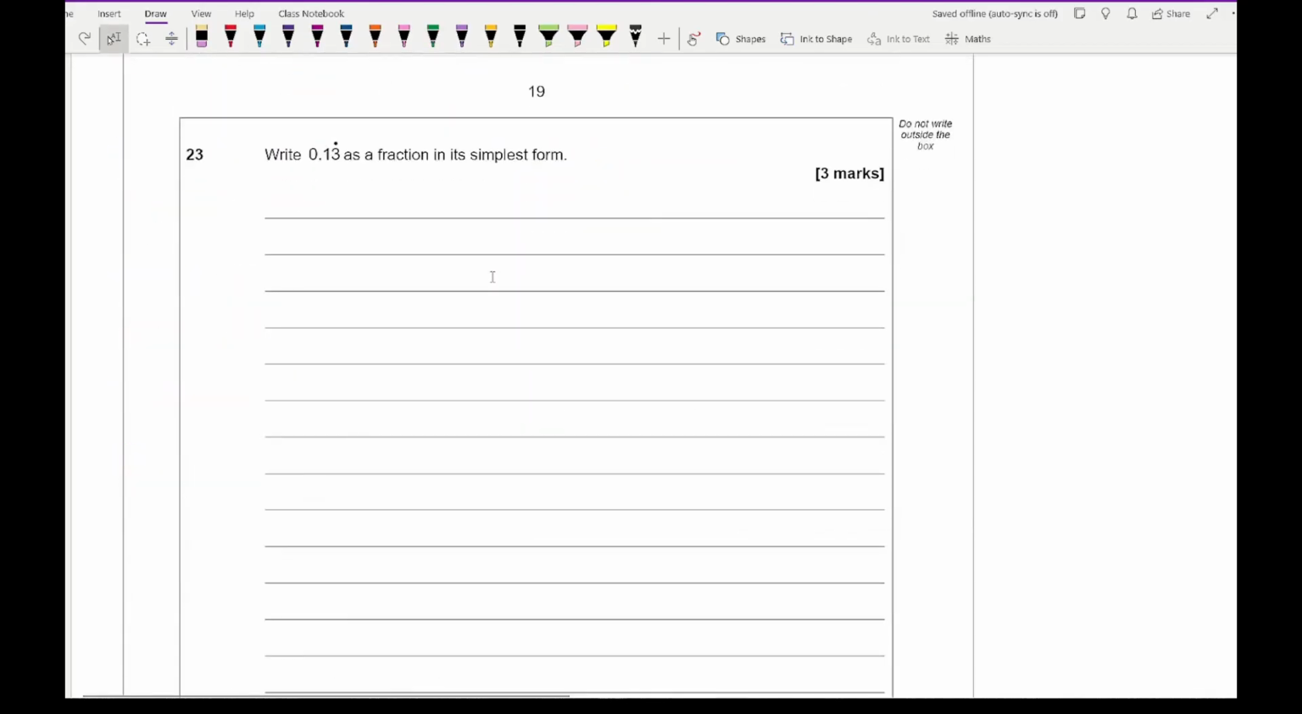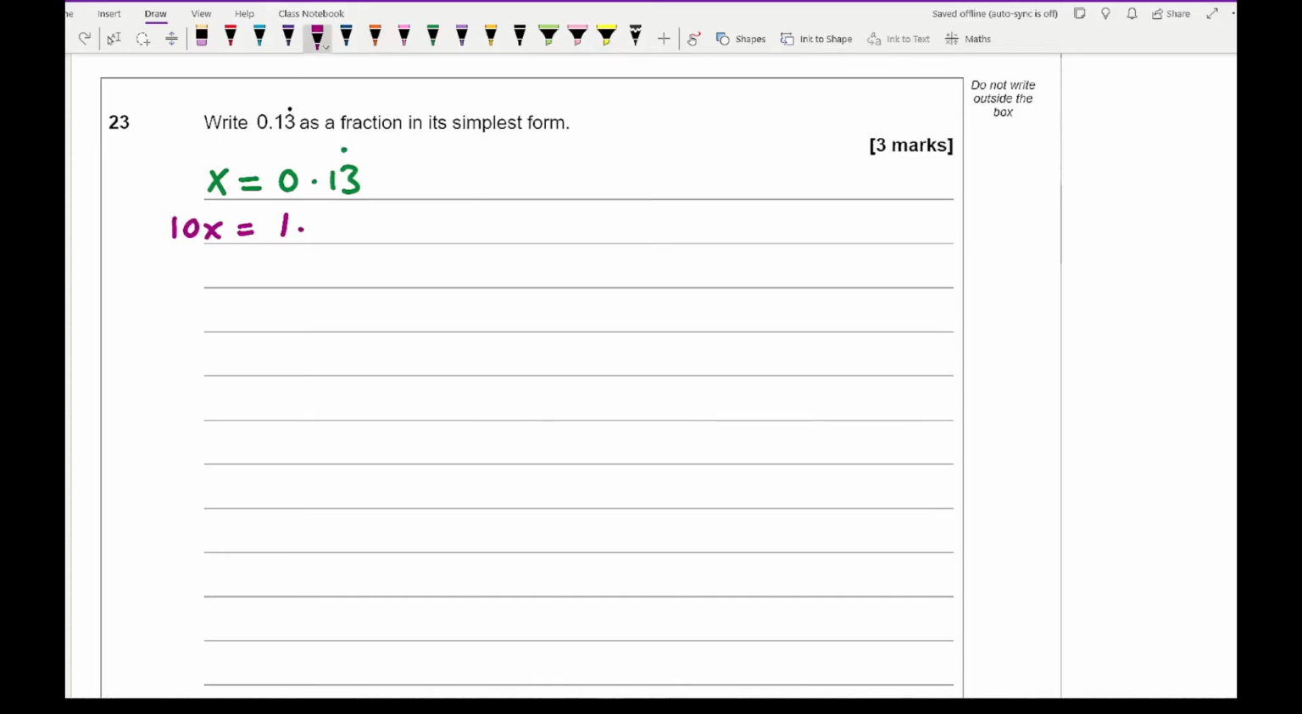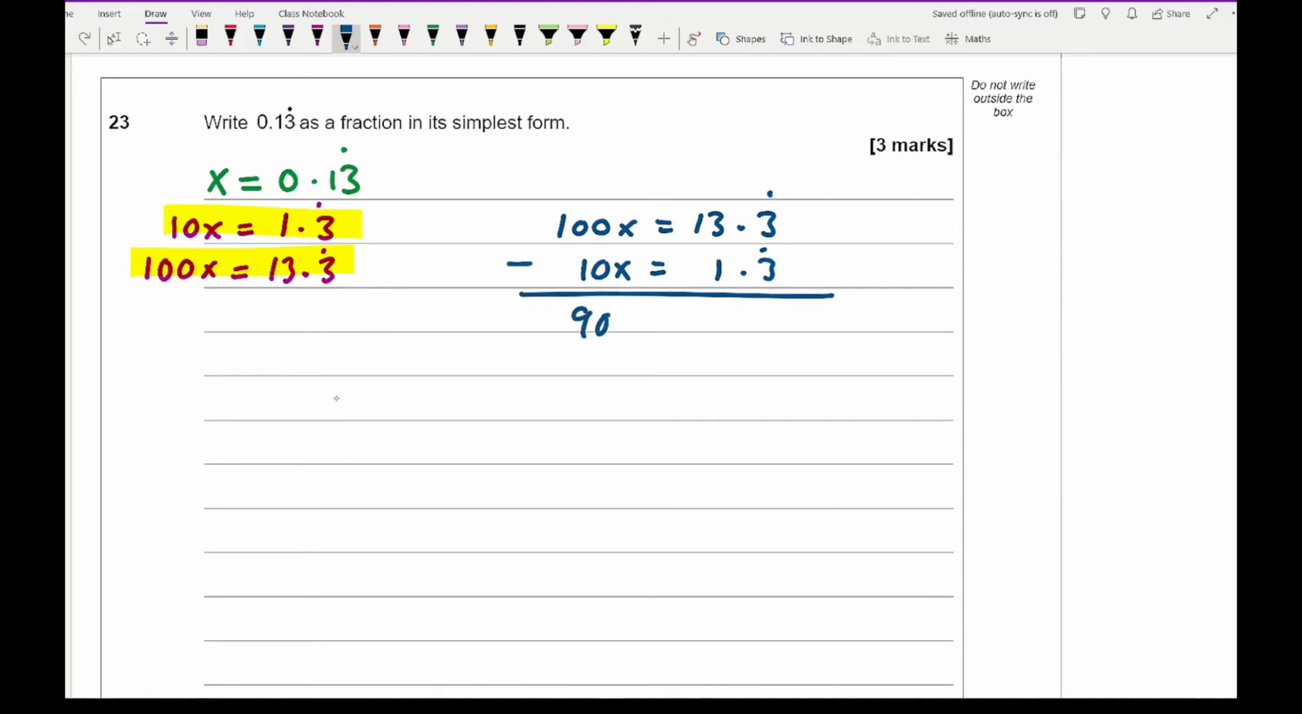Moving on to question 23, and let's just zoom in so we can see it a bit more clearly on the screen. It asks us to write 0.13 recurring as a fraction in its simplest form. So again, the method: we make it equal to x, and then we want to have the recurring pattern by itself. So here, if I multiply both sides by 10, I end up with 1.3 recurring, multiply again by 10, and I get 13.3 recurring. Then using these two expressions, I get 100x equals 13.3 recurring, 10x equals 1.3 recurring. Take the two things away, and I end up with 90x.